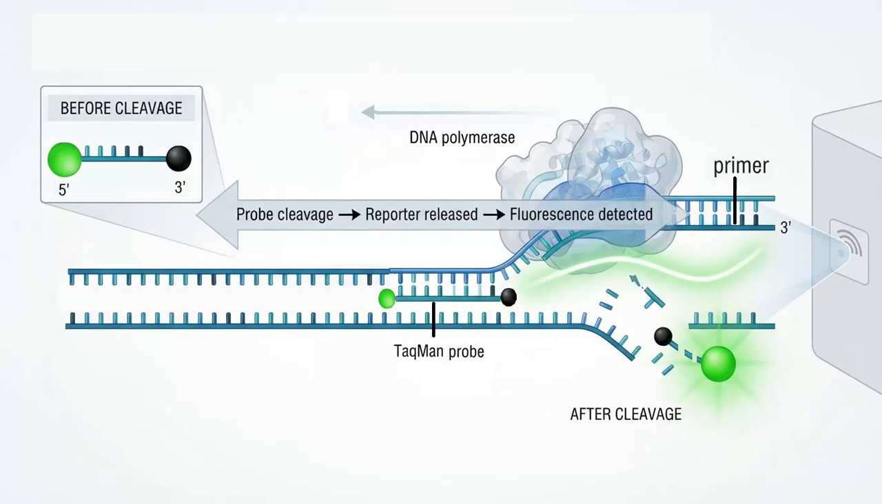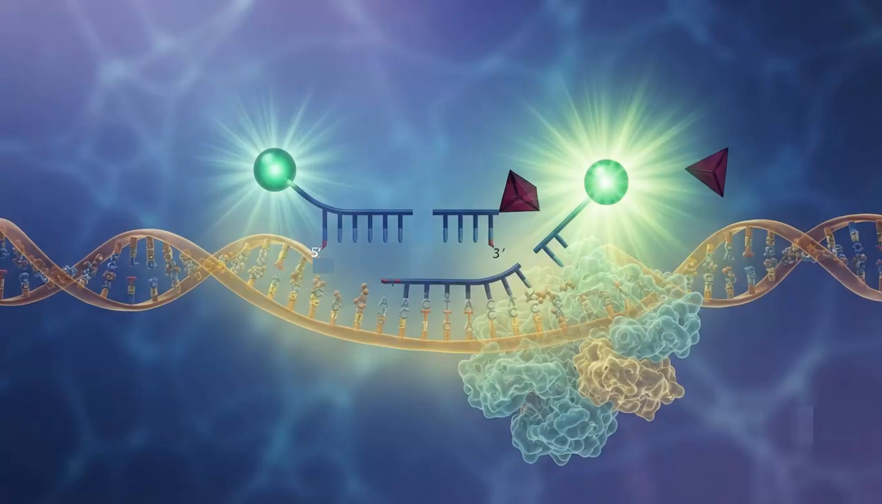When polymerase reaches the bound probe, its 5' to 3' exonuclease activity cleaves the probe rather than simply displacing it. As the probe is cleaved, the reporter becomes physically separated from the quencher. Once that distance increases, quenching can no longer occur. The reporter is finally free to emit fluorescence. The instrument detects that light. With every PCR cycle, more probe molecules are cleaved, more reporter molecules are released, and fluorescence continues to increase.